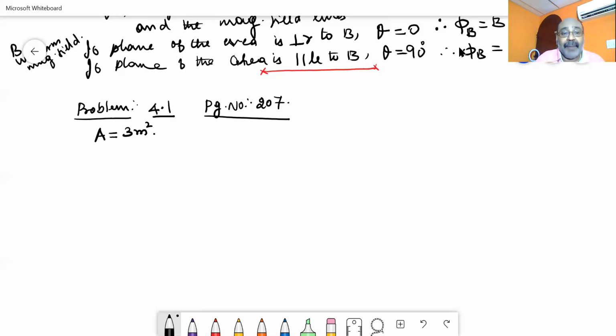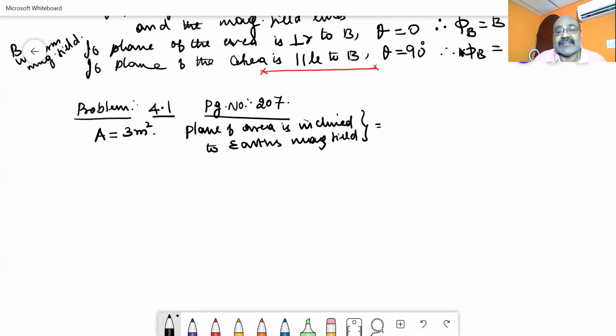The plane of the area is inclined to the Earth's magnetic field at 47 degrees. So what is the angle theta? Theta is the angle between the normal drawn and the magnetic field. So you subtract this 47 from 90 degrees. So theta will be equal to 43 degrees.